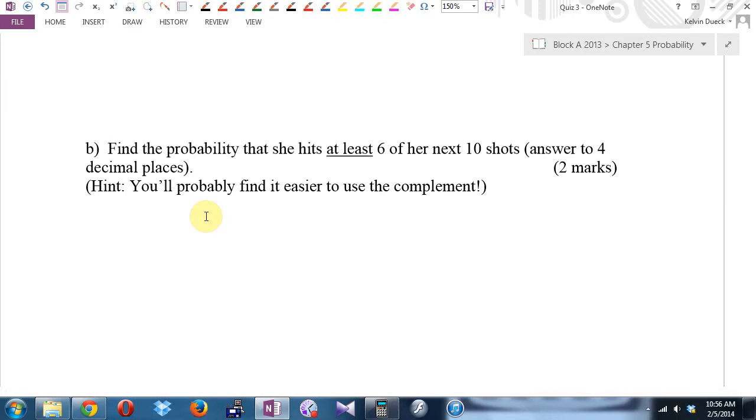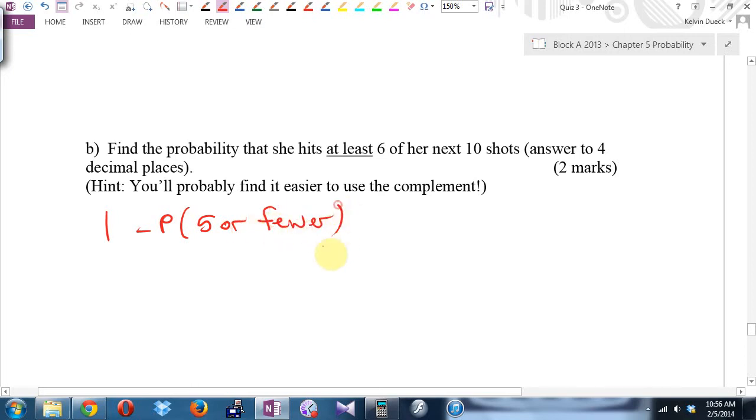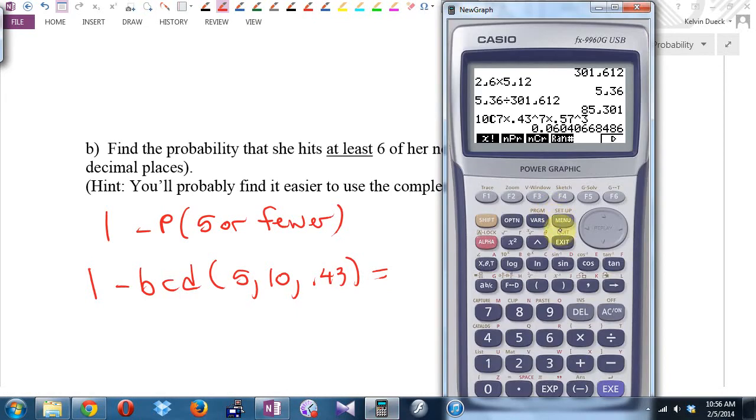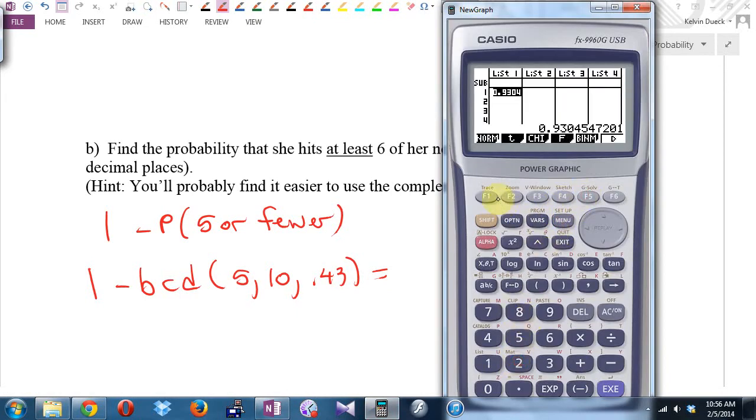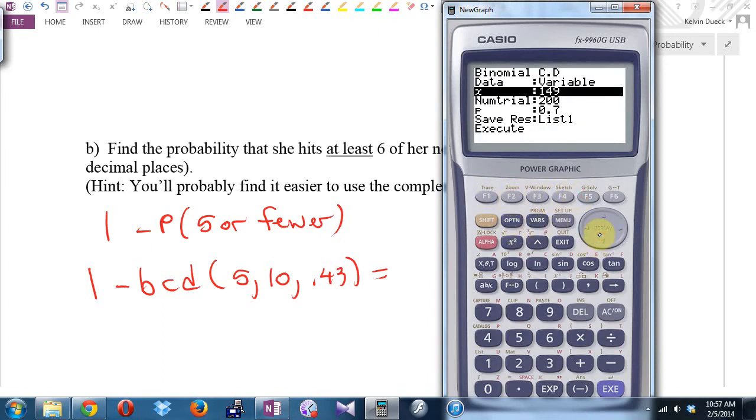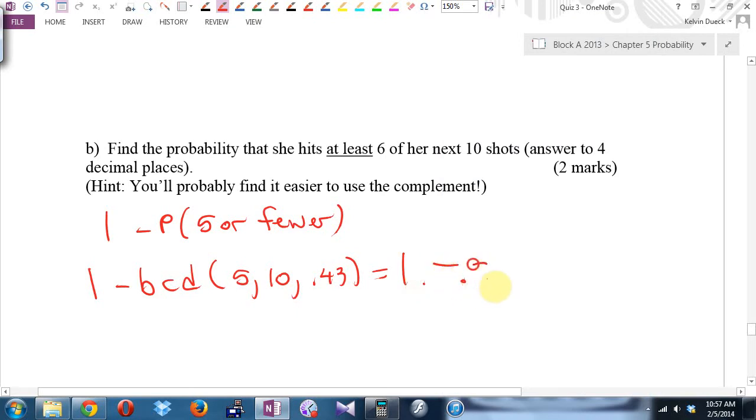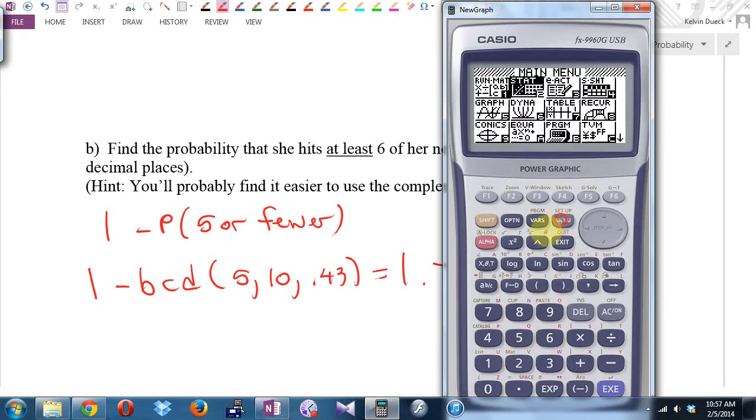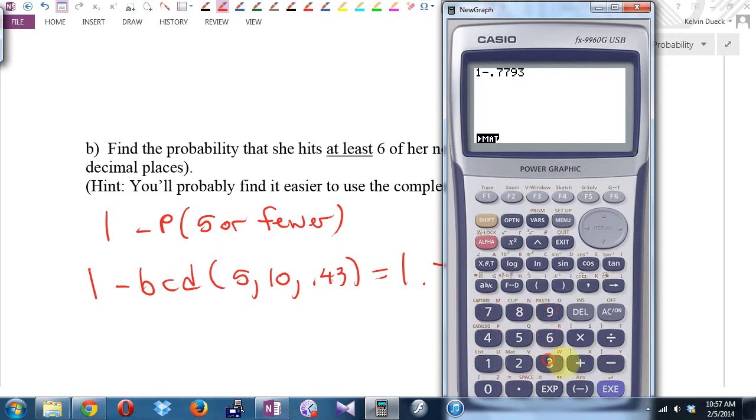Oh, at least 6 of her next 10. That means 6 or... You know what? That's going to be 1 minus the probability of 5 or fewer. 1 minus the BCD of 5, 10, 0.43, and I get 0.7793, so 1 minus 0.7793.